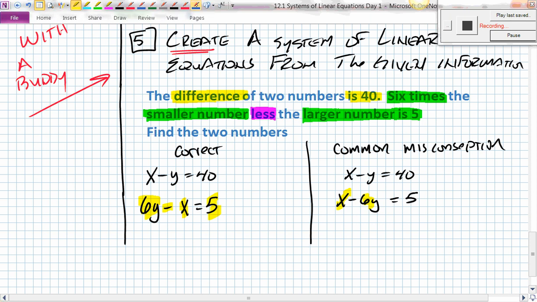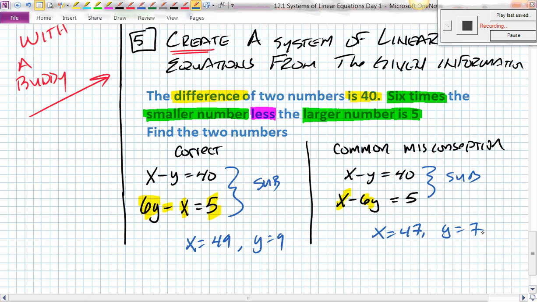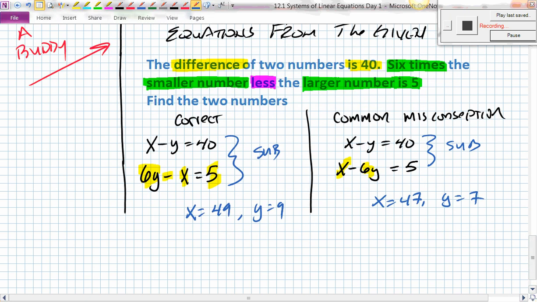So anyways, when you solve this, how did you solve this one, Daniel? Did you use substitution or elimination? So you used substitution. And then did you use substitution here? We get x is like 47, and then y is equal to 7, right? So the difference is, if we take the difference of the two, we still get 40 in both cases.